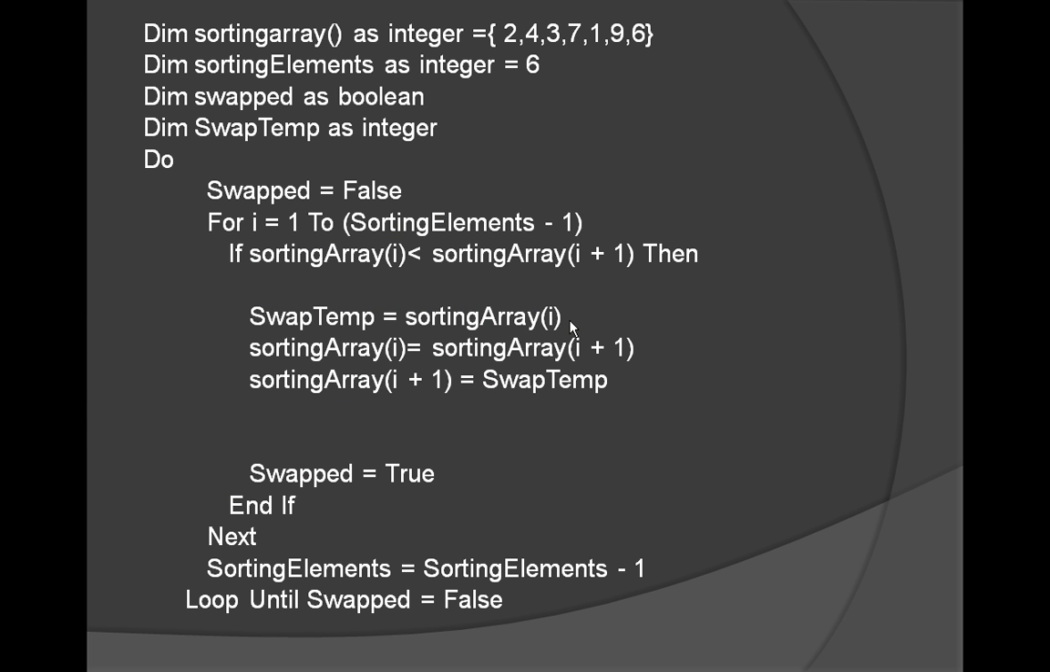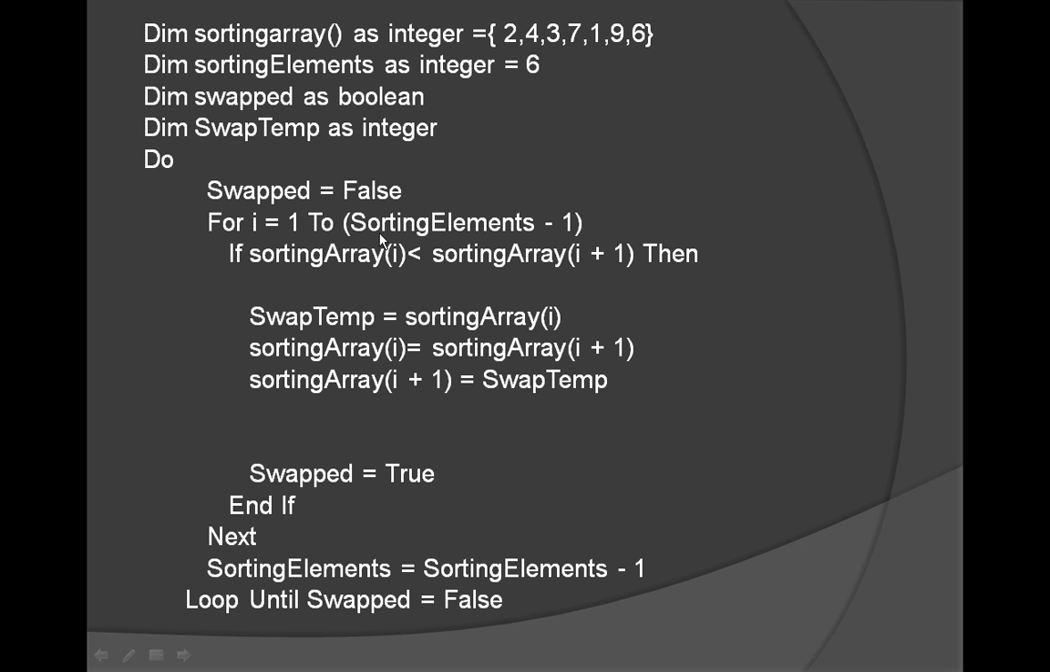How does that look in VB? Okay, we've got some variables we have to declare, and what I've done is I've initialised a couple of them. I've whacked a load of numbers into an array, so that's the 0th element, 1, 2, 3, 4, 5, 6. I've set sorting elements, i.e. the number of elements, to 6, just so it knows it. I've obviously created the boolean, and there's a temporary as well, which I'll explain in a moment. This is identical to the previous, but with a couple of teeny little exceptions.